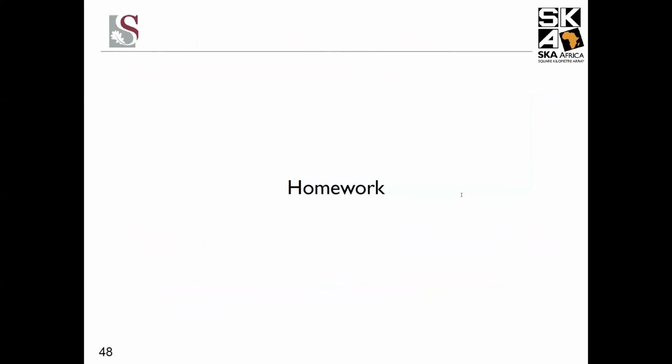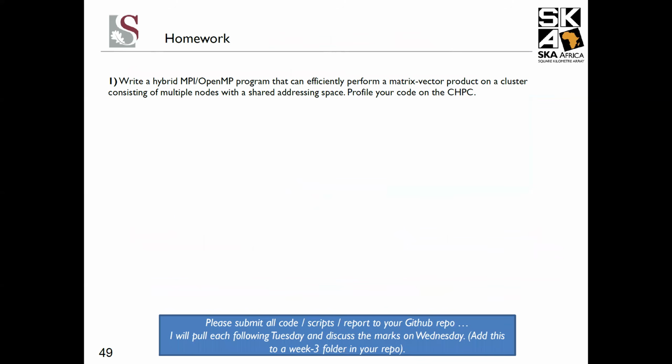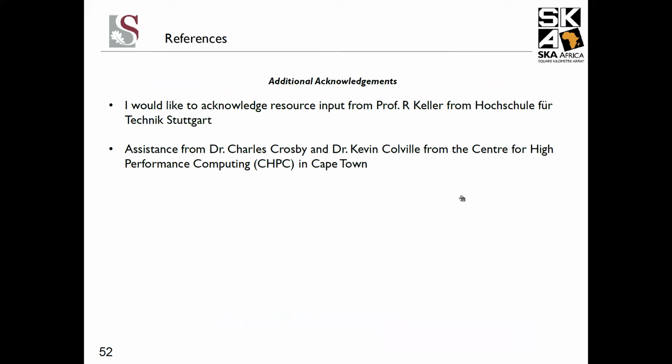For homework, I want you to write a hybrid MPI OpenMP program that can efficiently perform a matrix vector product on a cluster that consists of multiple nodes with a shared addressing space. I want you to profile your code on the CHPC. That's all. Do that, please. Submit it in a report. Talk about your scaling, your implementation, and the design, and submit it to GitHub. That's it. Here are the references that you can use.